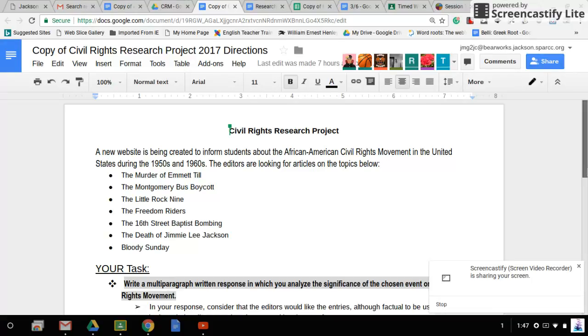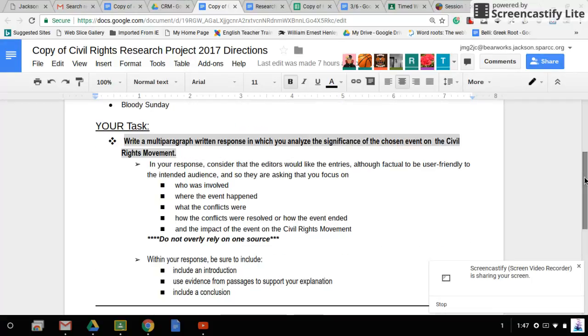So if we look again at the task from the directions, you're supposed to write a multi-paragraph written response in which you analyze the significance of the chosen event on the civil rights movement. Notice we have to say who was involved, where the event happened, what the conflicts were, how the conflicts were resolved or how the event ended, and the impact of the event on the civil rights movement.